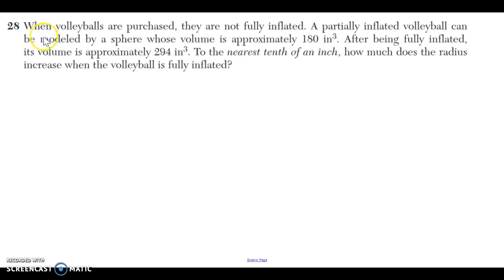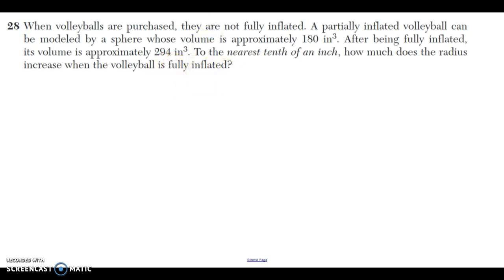A partially inflated volleyball can be modeled by a sphere whose volume is approximately 180 inches cubed. After being fully inflated, its volume is approximately 294 inches cubed. To the nearest tenth of an inch, how much does the radius increase when the volleyball is fully inflated?